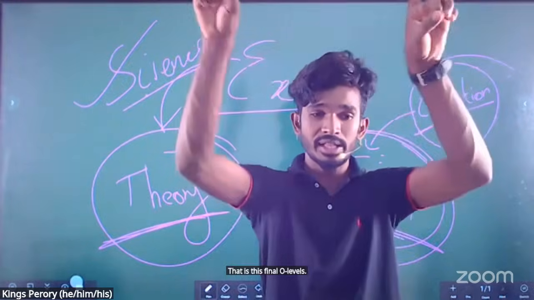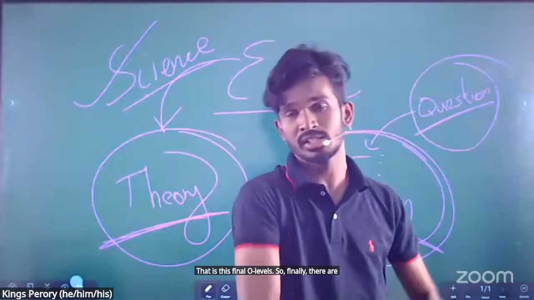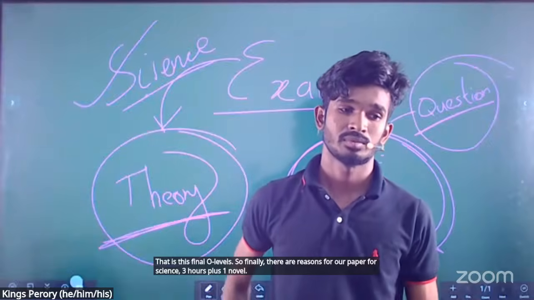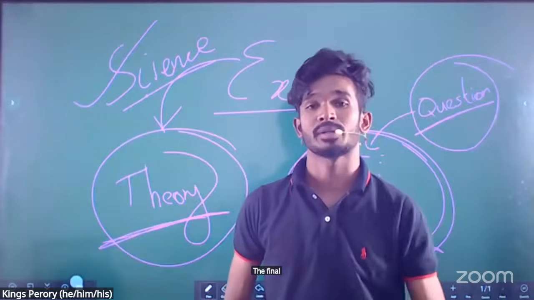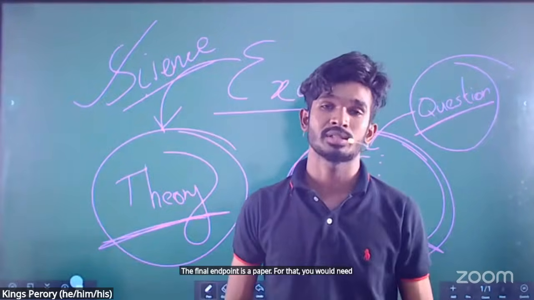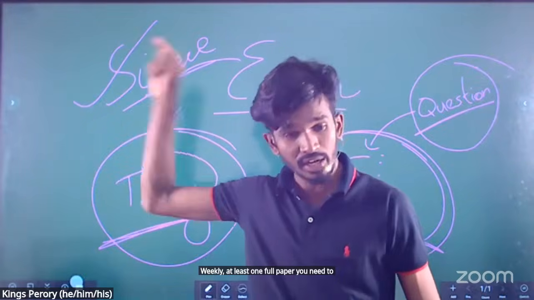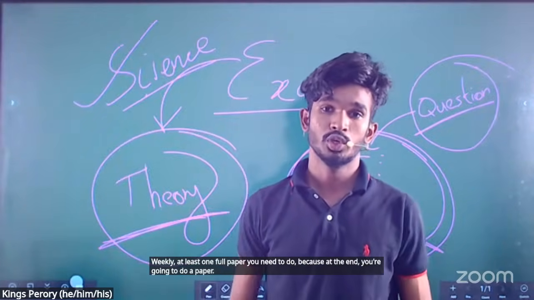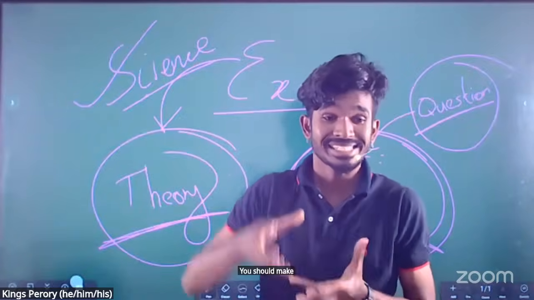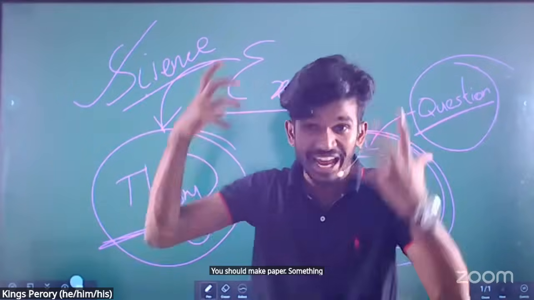Finally, there is a 4-hour paper for science, 3 hours plus 1 hour. So the final end point is a paper, and for that you need paper practice. Weekly, at least one full paper you need to do, because at the end you are going to do a paper. You should make the paper something common to your eye and your body.